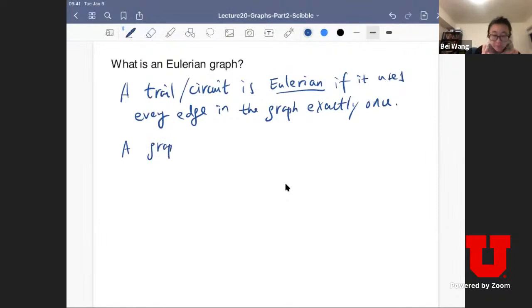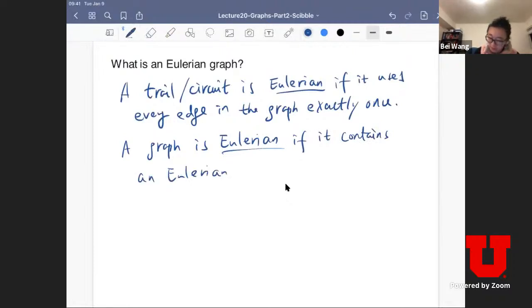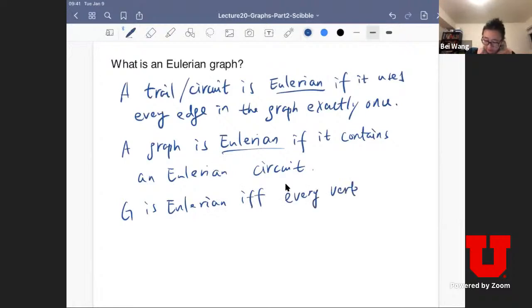Okay. Second definition, a graph is called Eulerian if it contains an Eulerian circuit. Okay. The last one, a graph G is Eulerian if and only if every vertex in G has an even degree.